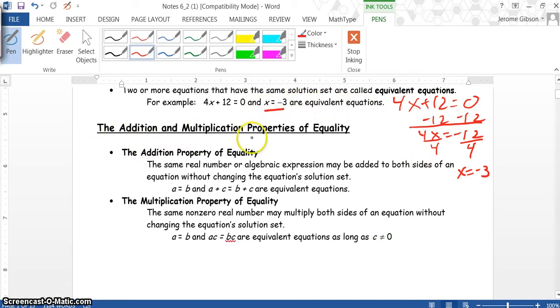Okay, now we have the addition and multiplication properties of equality. The addition property of equality: the same real number or algebraic expression may be added to both sides of an equation without changing the equation's solution set. A equals b and a plus c equals b plus c are equivalent equations. The multiplication property of equality: the same non-zero real number may multiply both sides of an equation without changing the equation's solution set. A equals b and AC equals BC are equivalent equations as long as C is not equal to 0.